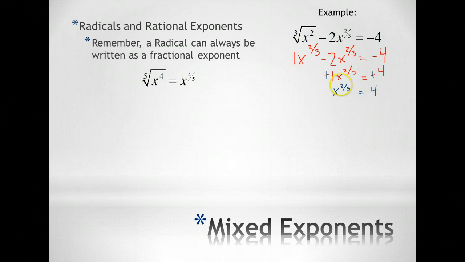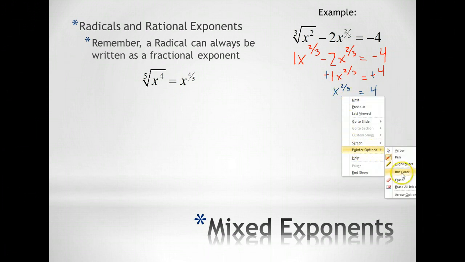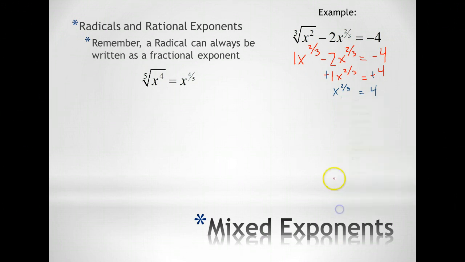How do I clear this? Remember, I want x to the first power. So if I multiply 2/3 by its reciprocal, I will get 1. So I need to raise the 2/3 to the 3/2. So I need to raise 4 to the 3/2. So I get x equals, if I change the 3/2 to a radical, it's the square root of 4 cubed. Square root of 4 is 2. 2 cubed is 8. So I get x equals 8.